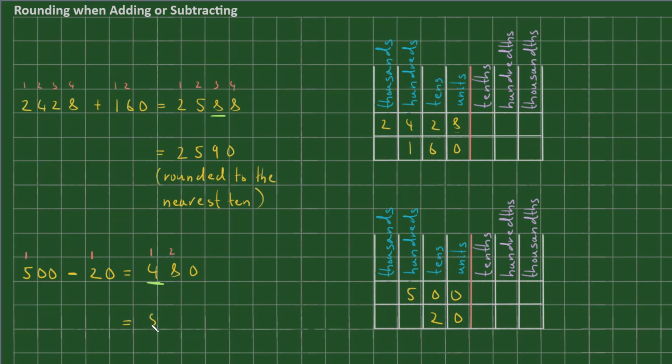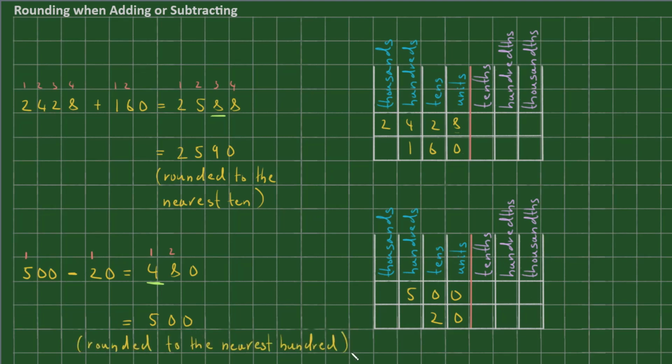480 becomes 500. Admittedly, this looks a little bit odd. I had 500, I subtracted 20, and somehow I ended up with 500 again. But remember, this is a rounded value. Yes, we are introducing an error, but as long as we can trace the source of that error, that is perfectly fine. And so, at the end, I should also say that this 500 is rounded to the nearest 100.